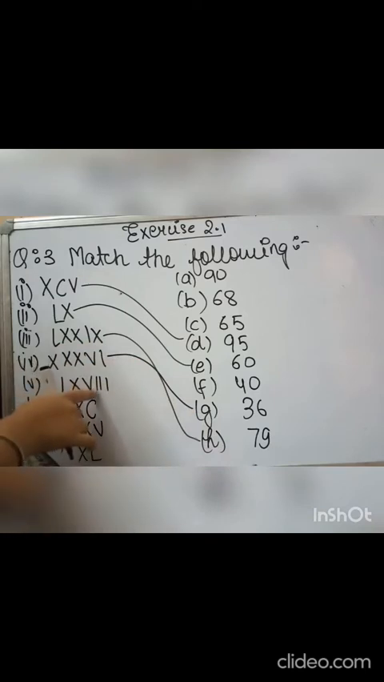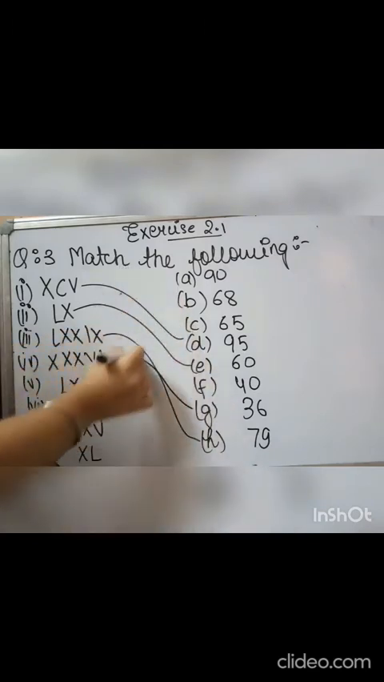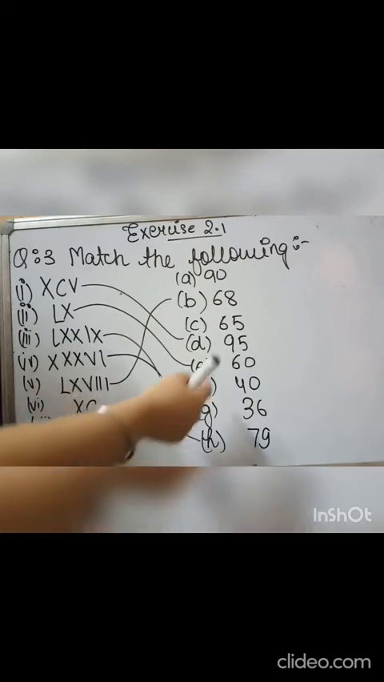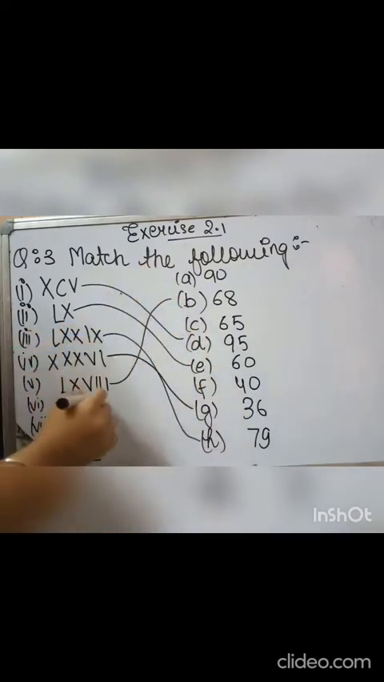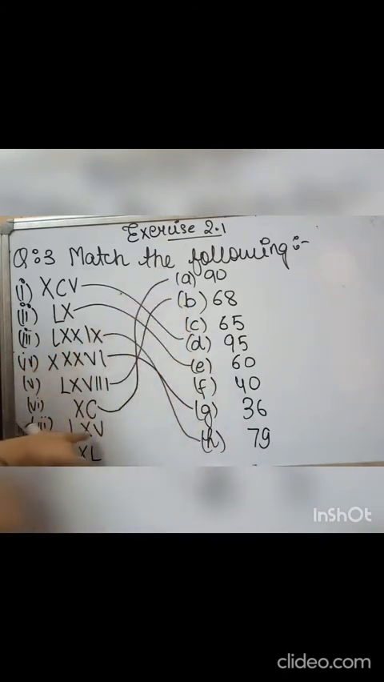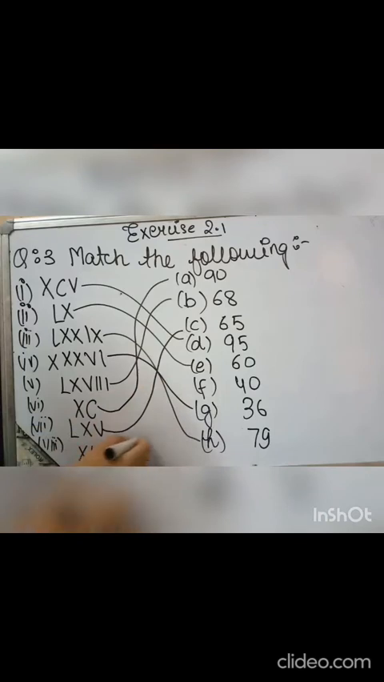LXVIII: 50, 60, 65, 66, 67, 68. 68. XC means 10 subtracted from 100, which is 90, A. LXV: 50, 65. 65. XL means 10 subtracted from 50, 40.